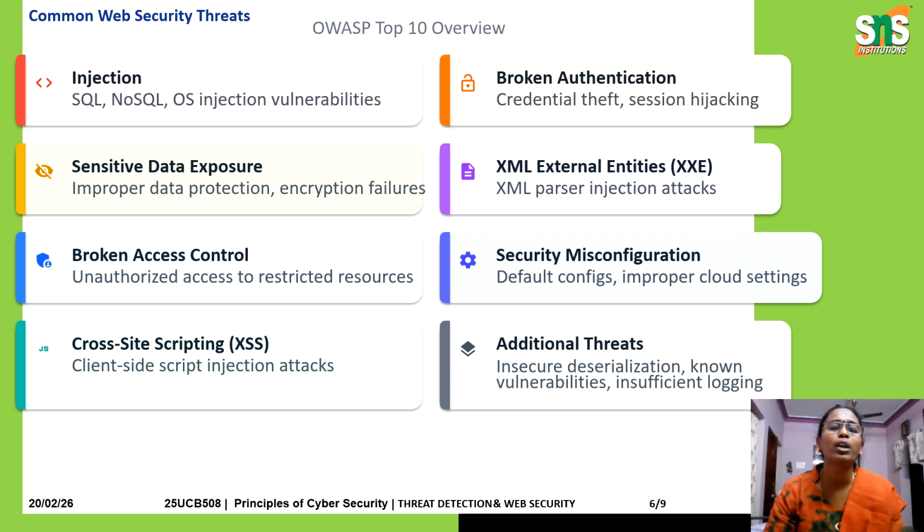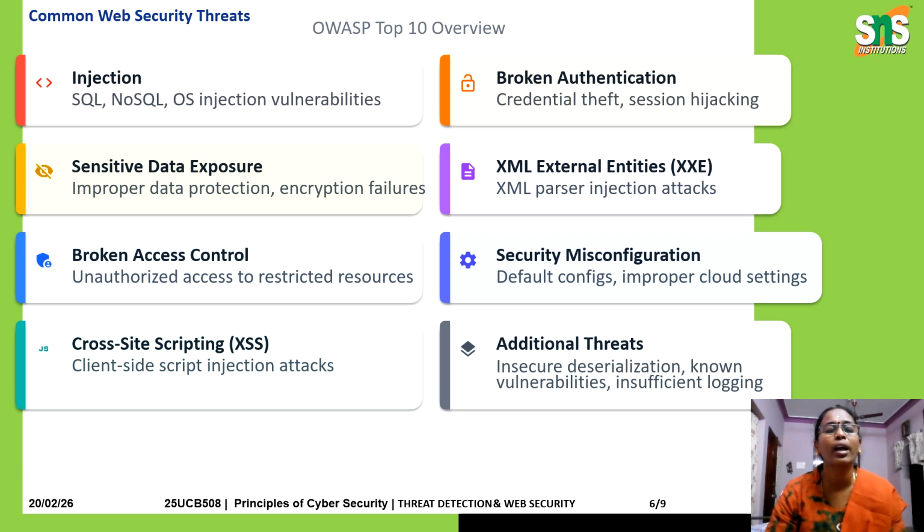The common web security threats are injection, sensitive data exposure, broken access control, cross-site scripting, broken authentication, XML external entities, security misconfiguration, and additional threats. I have listed only a few of the threats that are common for all in the network and on our own personal computers. Injection is nothing but the voluminous data we have stored being doubled or reduced compared with the original data stored in the memory. That is an attack on the memory.